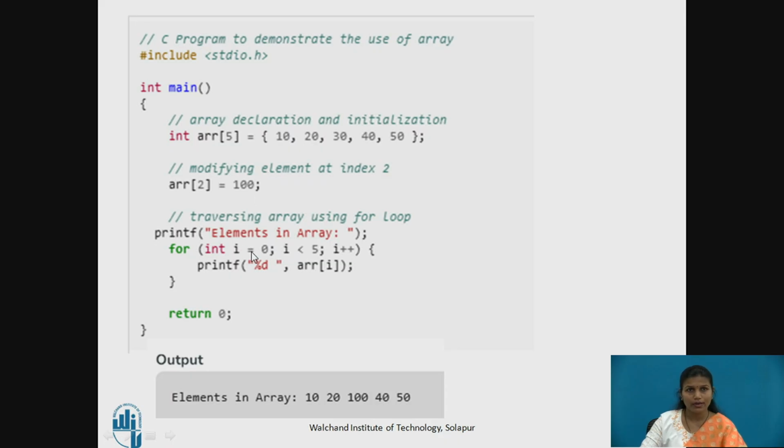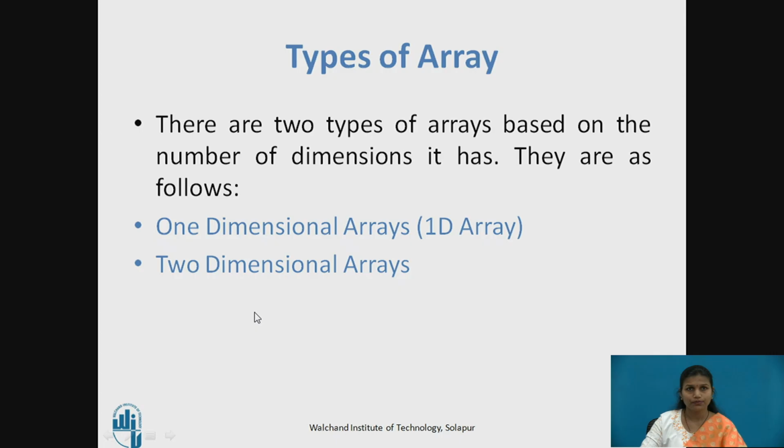You can see here, by using a for loop from i is equal to 0 to i is less than 5, i plus plus, we are printing the array of i. So basically we will get the new array over here: 10 20 100 40 and 50. So the new value 100 is reflected over here. Instead of 30 it will print the 100.